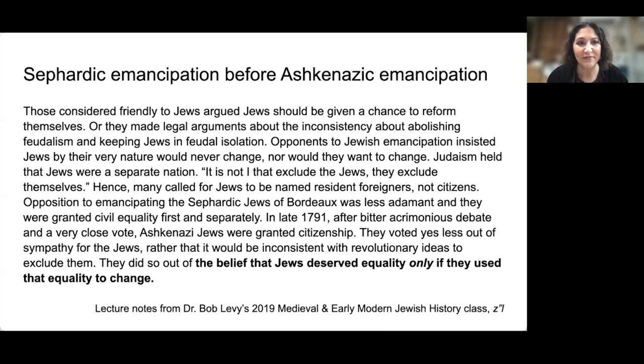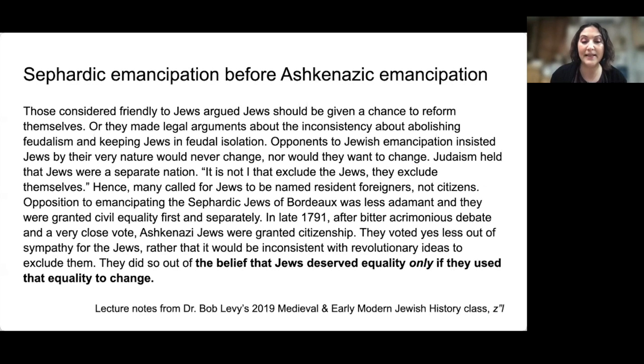Now, the Sephardic emancipation came before the Ashkenazic in France. Those considered friendly to Jews argued Jews should be given a chance to reform themselves, or they made legal arguments about the inconsistency of abolishing feudalism and keeping Jews in feudal isolation. Opponents to Jewish emancipation insisted Jews by their very nature would never change, nor would they want to change. Judaism held that Jews were a separate nation. It is not I that exclude the Jews, they exclude themselves. Hence, many called for Jews to be named resident foreigners, not citizens.